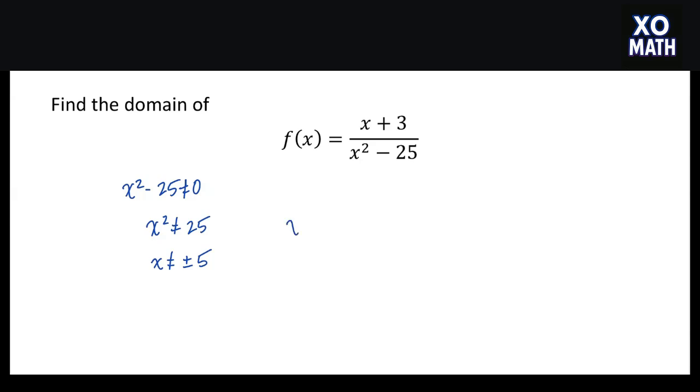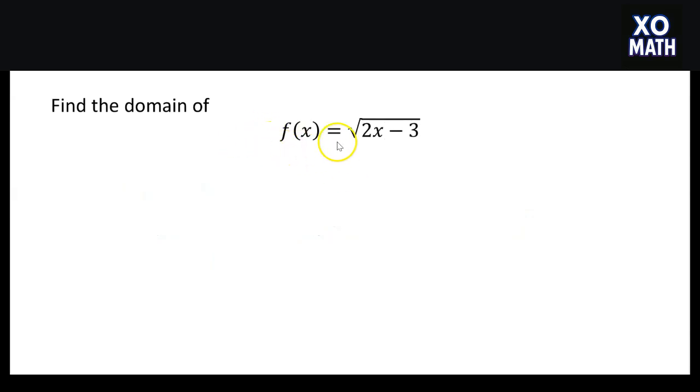In interval notation, that's going to be x values from negative infinity to negative 5, open parentheses around negative 5, union, open parentheses around negative 5 to 5, open parentheses, union, open parentheses 5 to infinity. So this says everything except negative 5 and except for 5 because there are open parentheses.